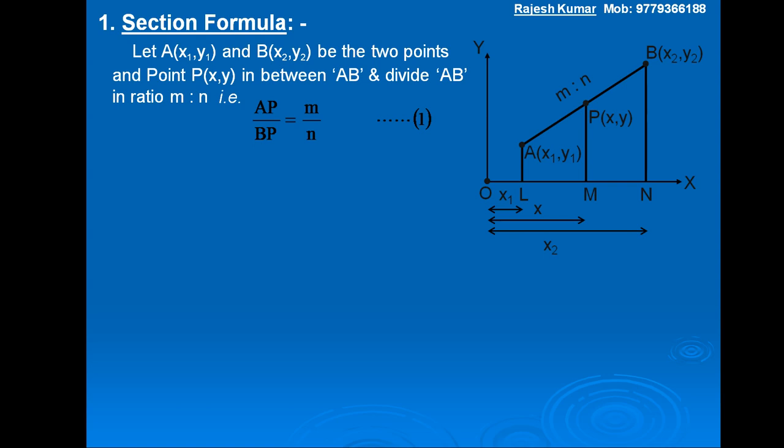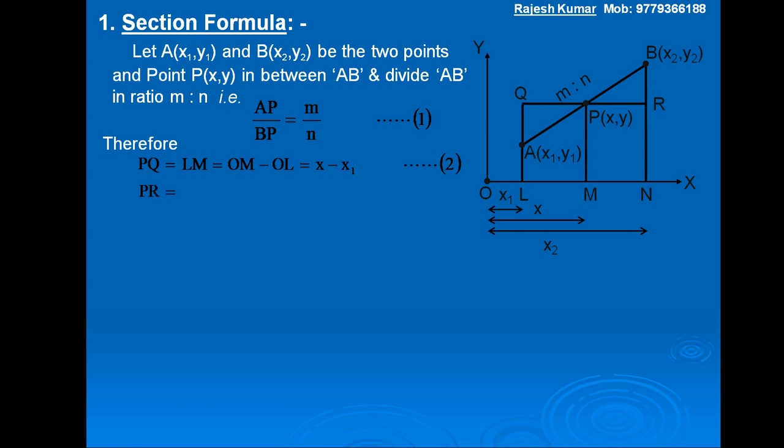Now from point P, draw a line parallel to the x-axis which meets BN at point R and LA produced at point Q. Therefore, see in the diagram, PQ is equal to LM. And LM we can write as OM minus OL, which is equal to x minus x1. Suppose it be equation number 2.